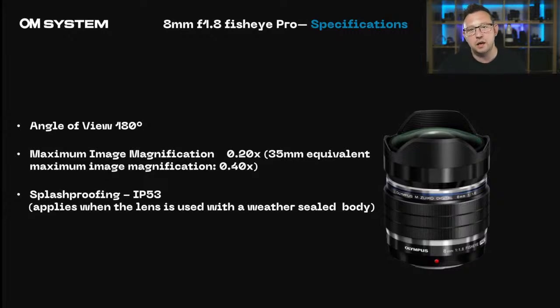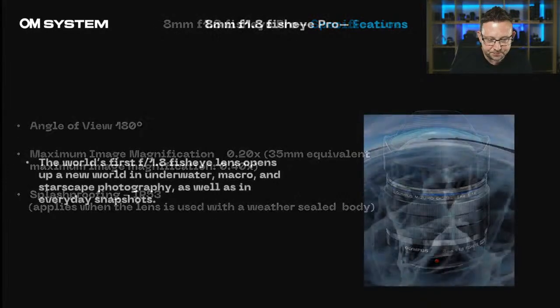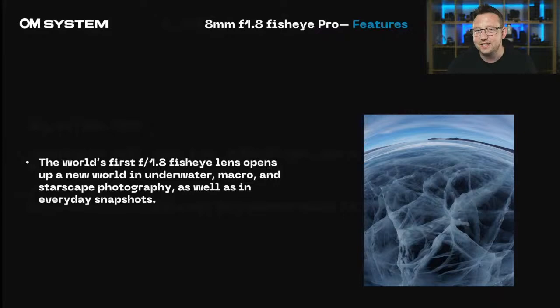You're getting 0.2 times magnification from this at its absolute maximum close focusing point as well. And it's an IP53 weather seal camera as well when used with the weather seal body. It's the world's first f1.8 fisheye. What an amazing label to have as well. And it does apply to lots of different areas.